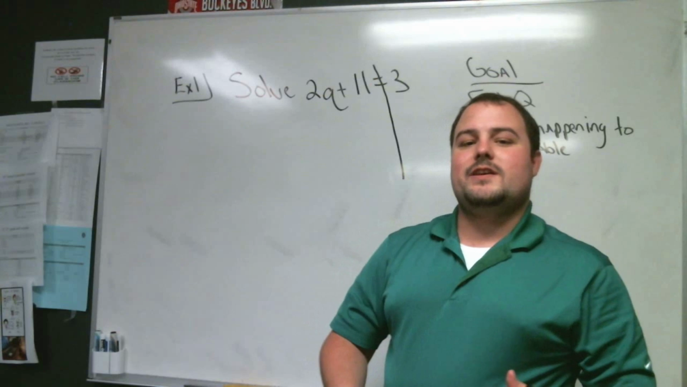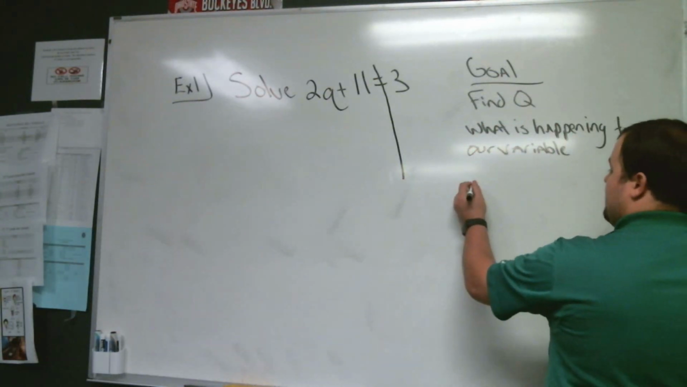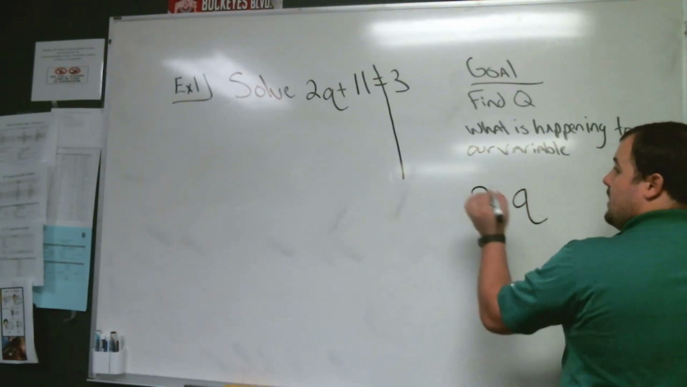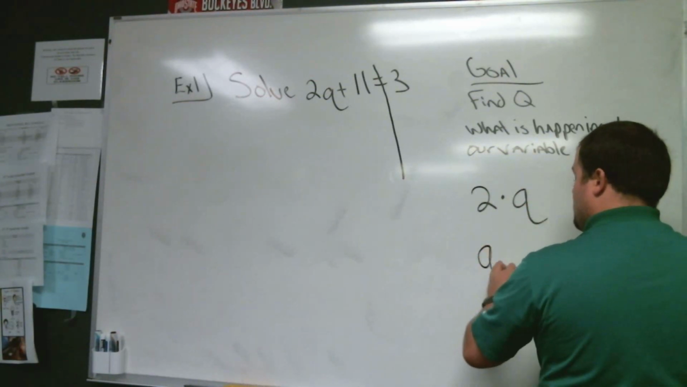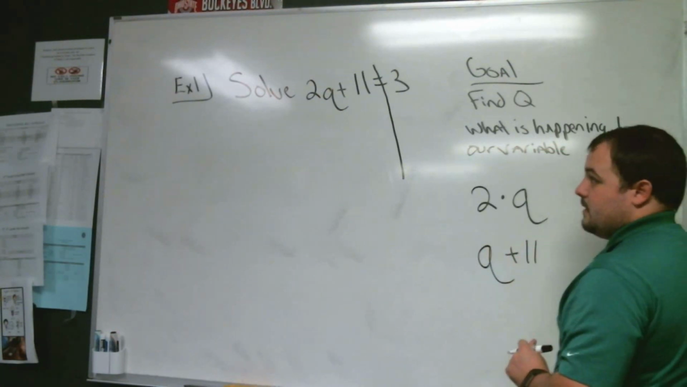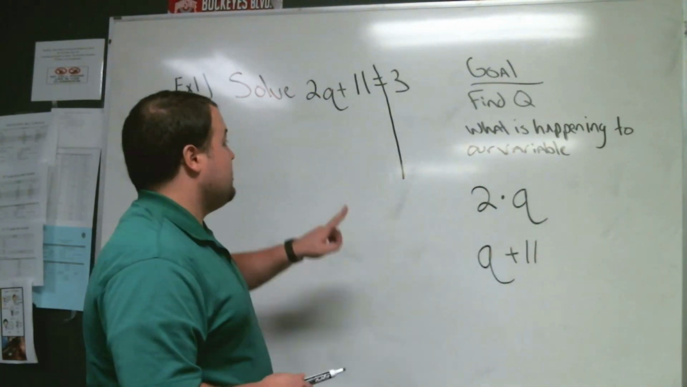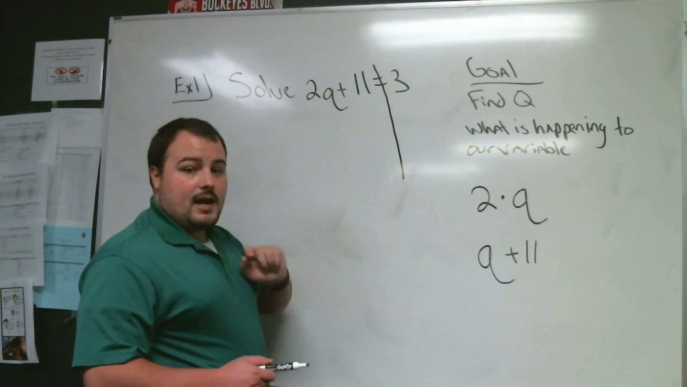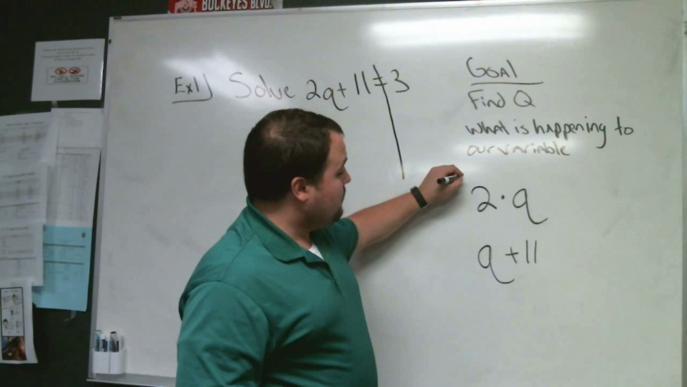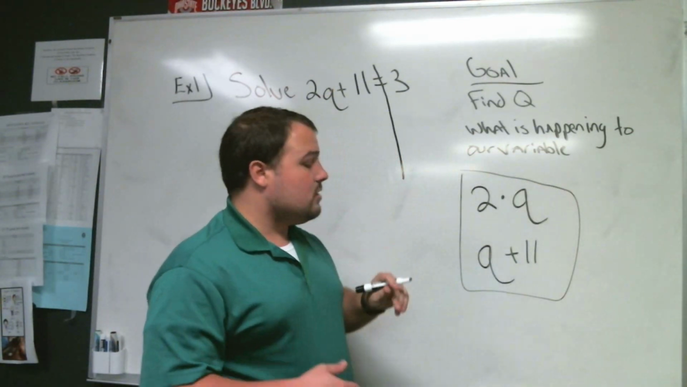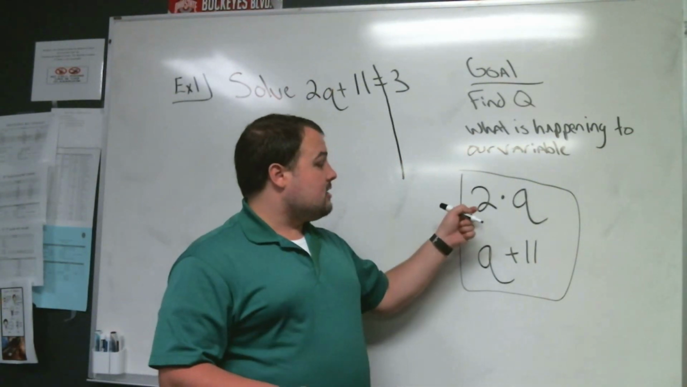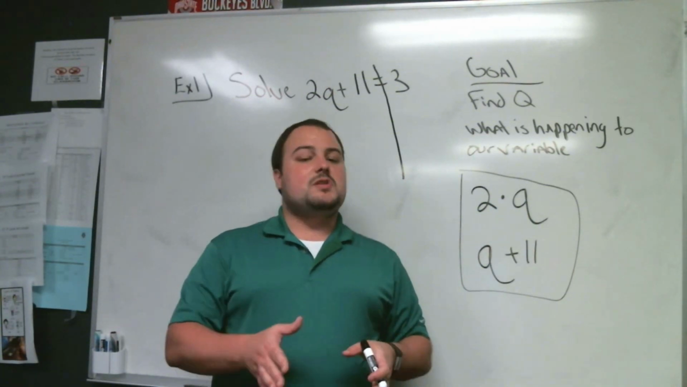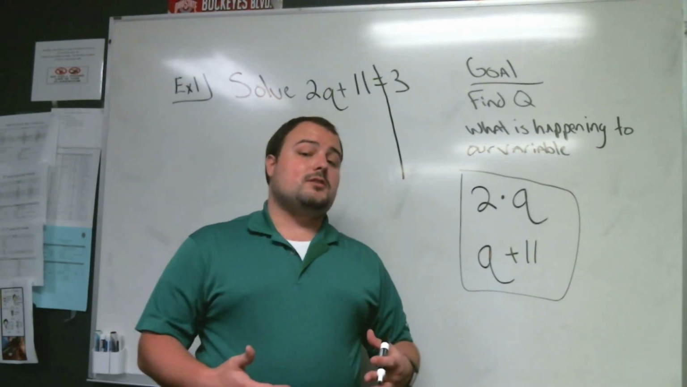There's actually 2 things happening. One of the things that's happening is we have 2 timesing q, and the other thing is we have q and we're adding 11. So we have 2 things happening to the letter q. The 2 here is multiplying by q, and 11 is adding to q. So these are the 2 things we're going to have to get rid of. We're going to have to get rid of 2 times, and we're going to have to get rid of adding 11. And if we get rid of those 2 things, we will be able to get to our solution.